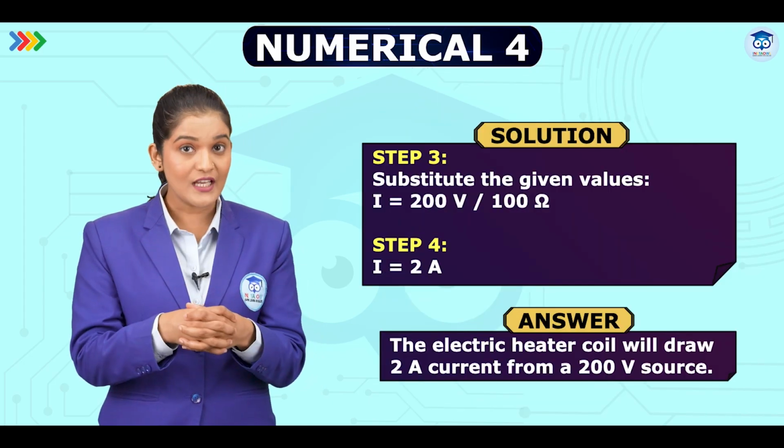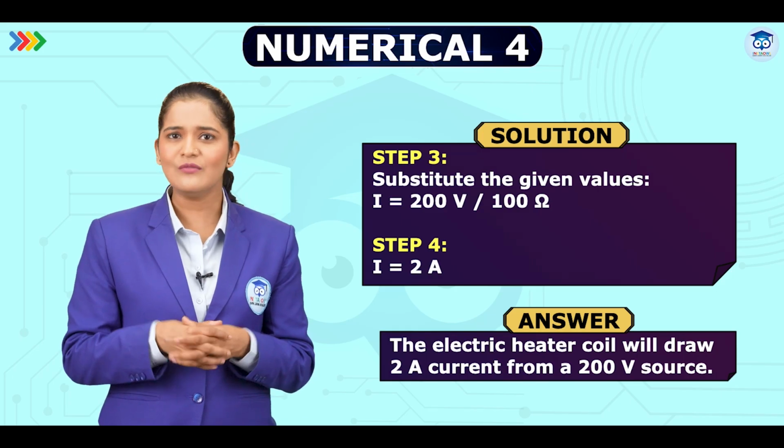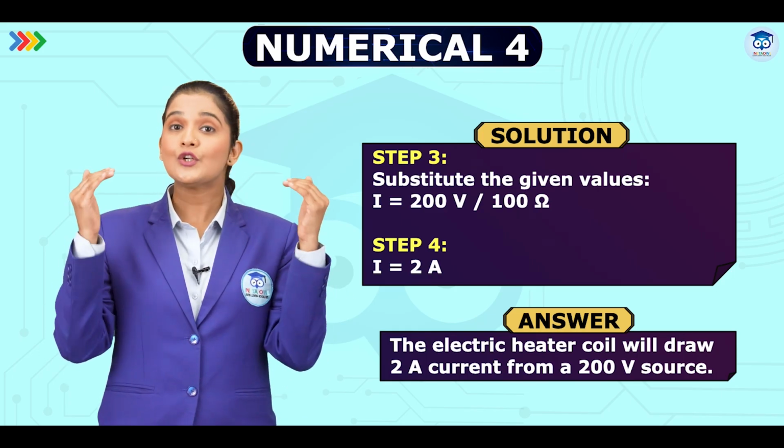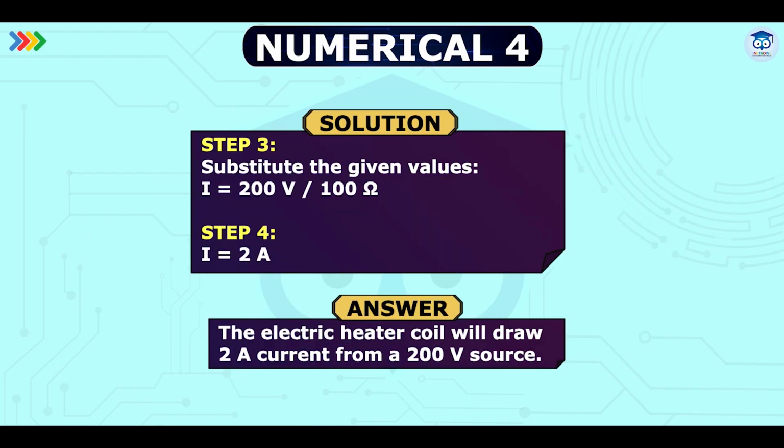Proceeding to step 3, we substitute the given values into the formula. So, I is equal to 200 divided by 100. In step 4, we carry out the division. Dividing 200 by 100 gives us the value of the current as 2 amperes. Hence, the final answer is that the electric heater coil will draw a current of 2 amperes from a 200 volt source.